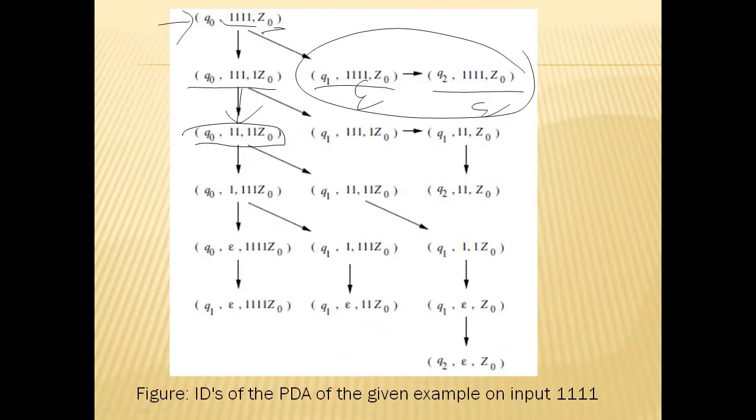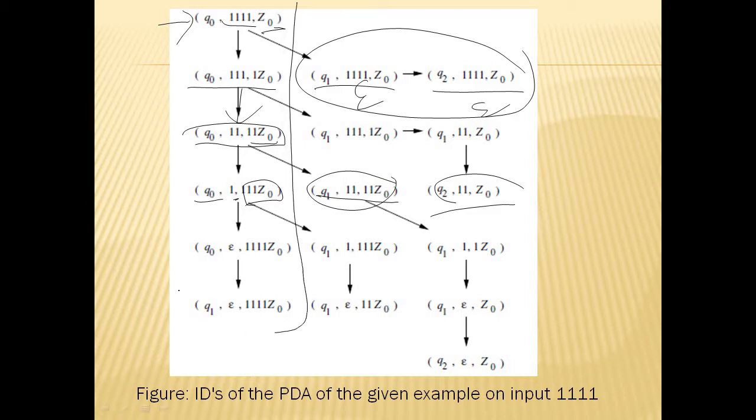1 1 Z0. Then what will go? Same Q0 will be there, and the remaining input is 1, and we are pushing into here. Same here also, we go with epsilon moves. But it is not right. So that's the thing. Like that, we are writing the IDs, and this is the correct one which we chose. And sometimes we may go with epsilon move also.